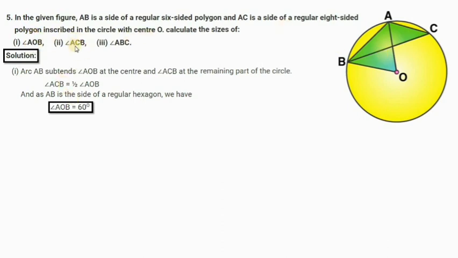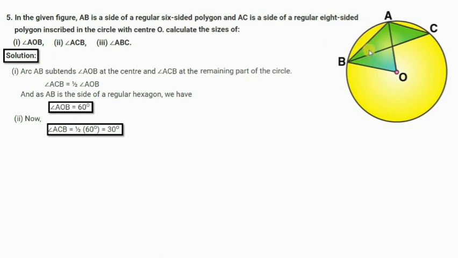Now the next part says we have to find ACB, and we know that ACB is half of AOB. AOB is 60 degrees, so half of 60 is 30. So ACB is 30 degrees. Alright, next we need to calculate ABC.